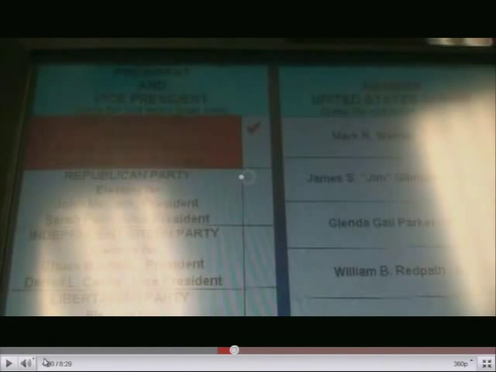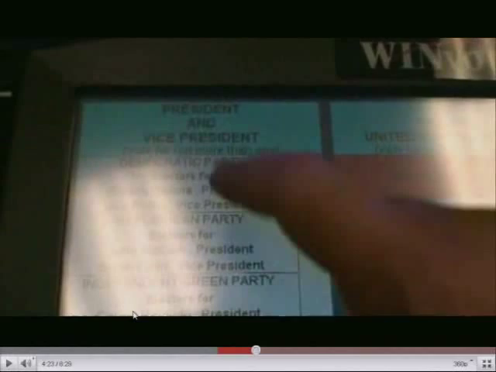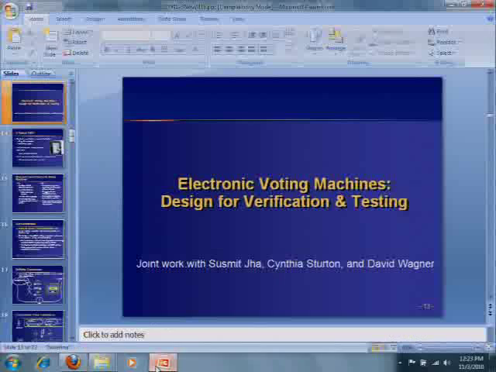Okay, so you see that? And then the voter tries this again. So clearly this is a bug, right? And we'd like to be able to catch this before election day, ideally even before the day before election day when they're doing testing. Okay, so I hope that gives you a sense of the kinds of issues that we're trying to deal with.